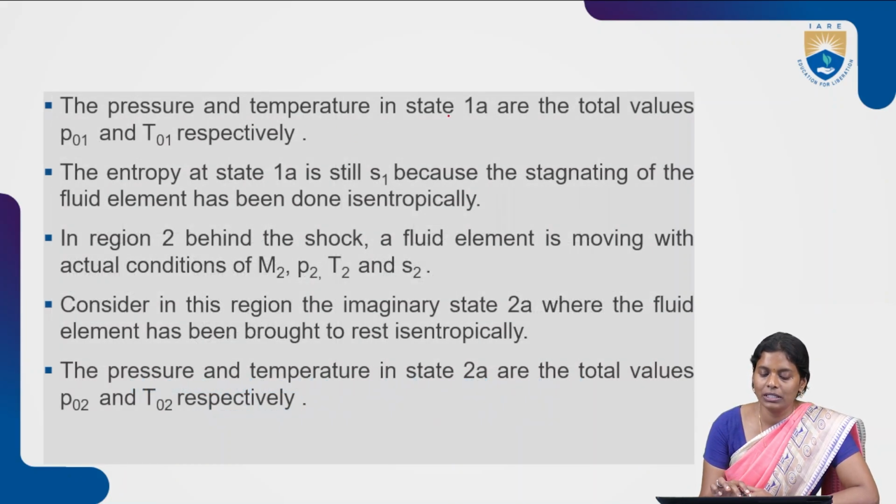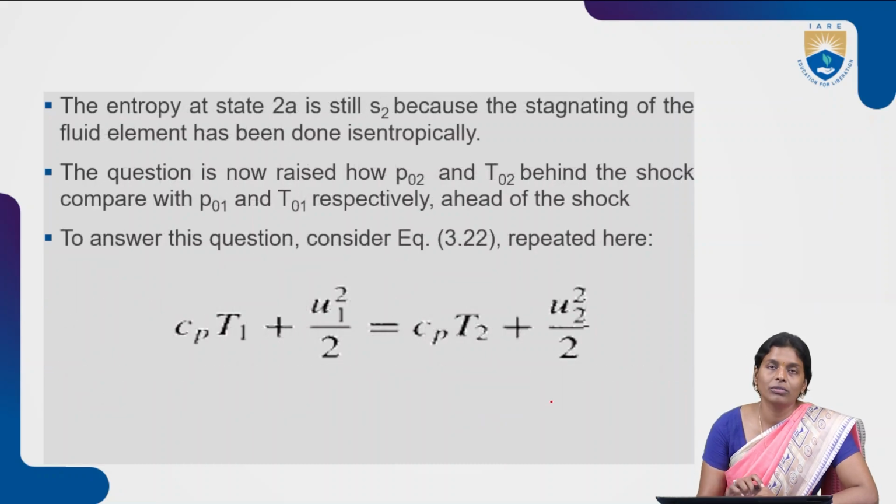So the pressure and temperature in state 1 have the total values P01 and T01 respectively, whereas the entropy will be S1 because the stagnation of the fluid element has been done asymptotically. In region 2, for the element moving, we have seen P2, M2, T2 and S2. If we plot it to the respective stagnation condition, we get P02, T02, and S2 will be the same. The question is raised: how do P02 and T02 behind the shock wave compare to P01 and T01 ahead of the shock?